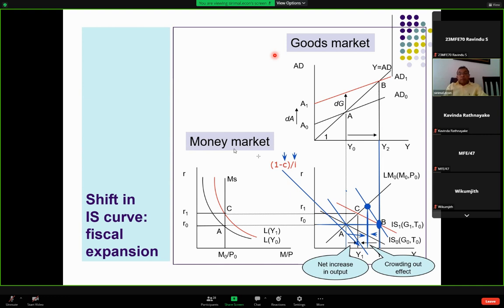And again, I will give it to you as an exercise. See if the investors become more responsive to interest rate change, how does it determine the shape of the IS line and thereby the crowding out effect?